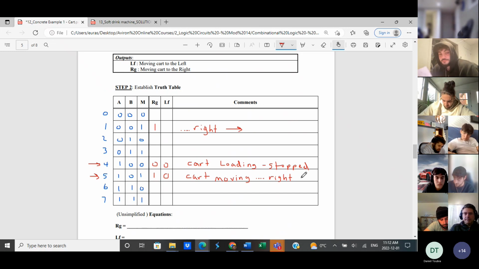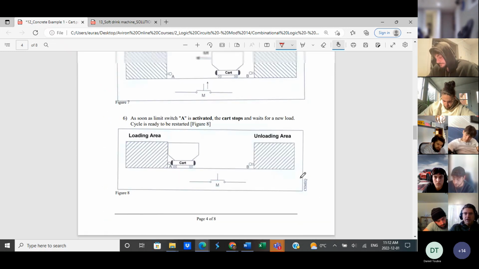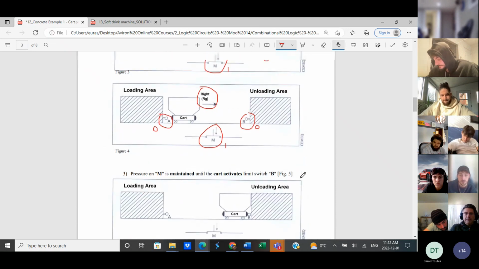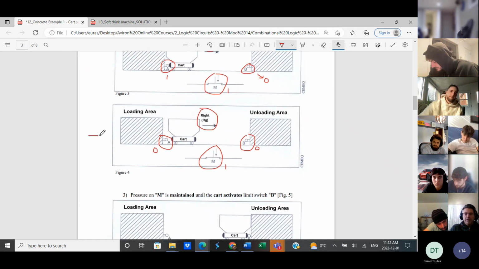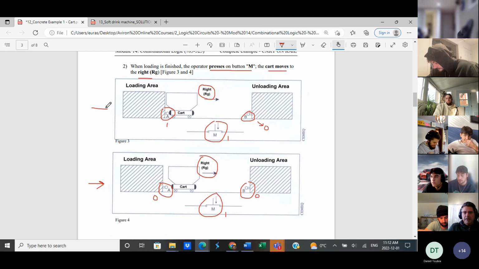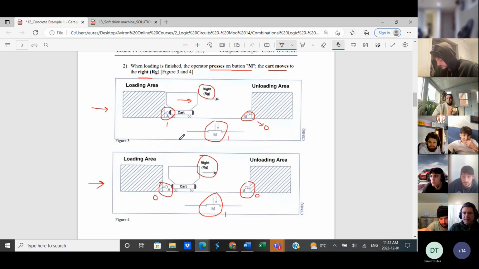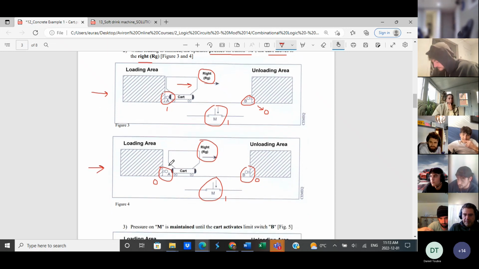What image is that? The one I was just on. Right over here, figure number 4. So look, if we look at the previous one here, someone just pressed the button and the cart's going toward the right. So the next thing to happen is, as it moves away, the limit switch disengages here. So at 0, 0, 1, it has to continue moving toward the right.